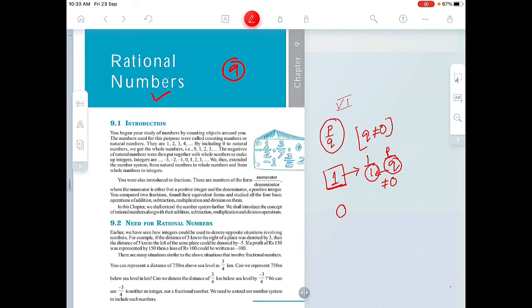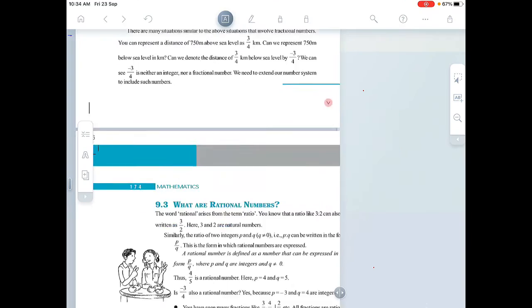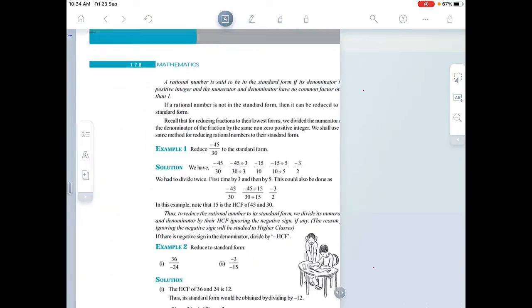Similarly, suppose I take 0 by 5, which is also 0. 0 by 5 is in the form p by q, where q is 5, which is not equal to 0, so 0 is also a rational number. In this way we will understand rational numbers. Now we will solve the exercise problems and understand the whole chapter by solving them.